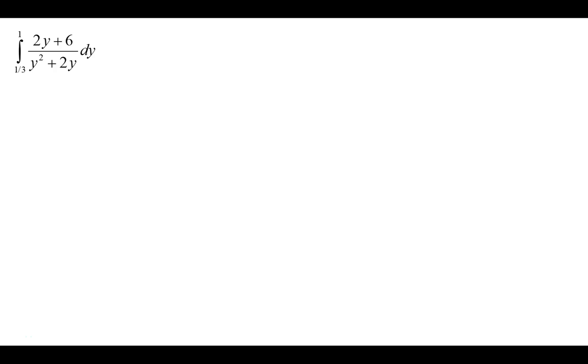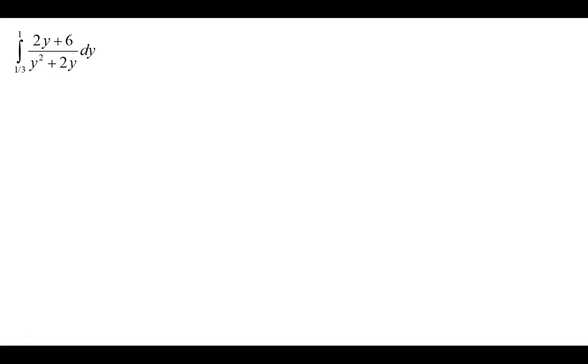Okay, we have the integral from 1/3 to 1 of (2y + 6) over (y squared + 2y). If the denominator's derivative is the numerator, then we really don't have to go any further. We could just do a u-sub.